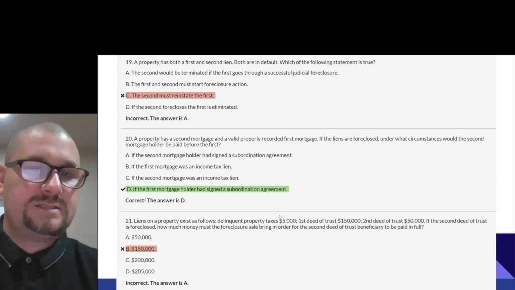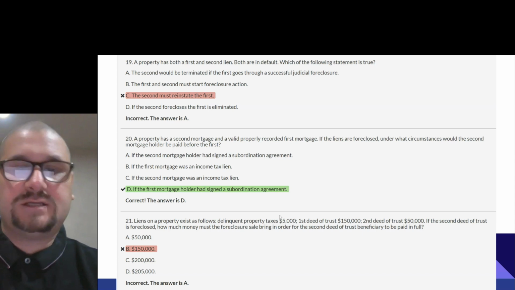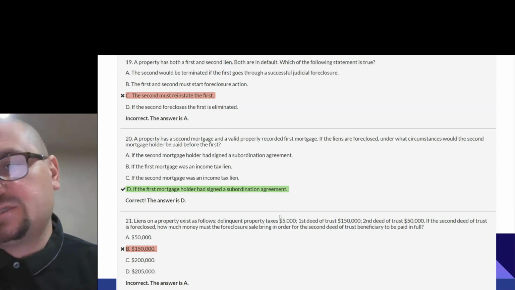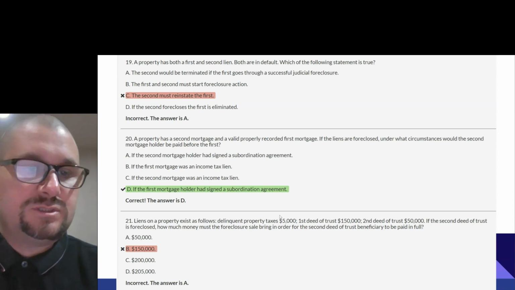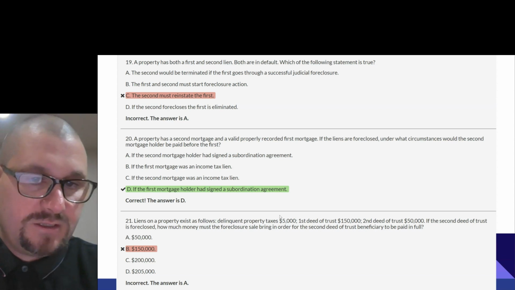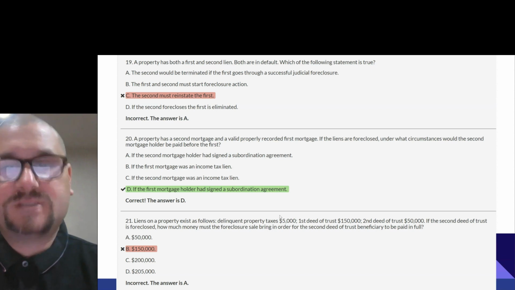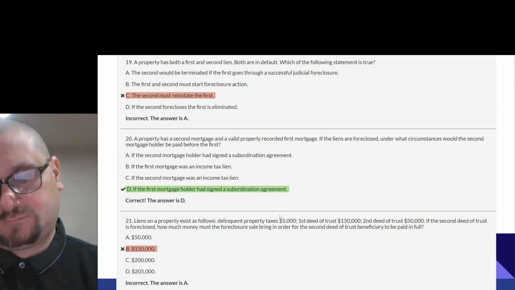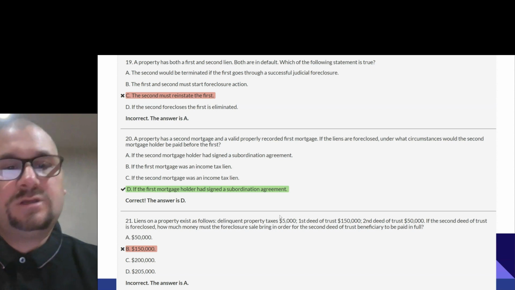Liens on a property exist as follows. Delinquent property taxes, $5,000. First deed of trust, $150,000. Second deed of trust, $50,000. If the second deed of trust is foreclosed, how much money must the foreclosure sale bring in order for the second deed of trust beneficiary to be paid in full? Answer is alpha, $50,000.